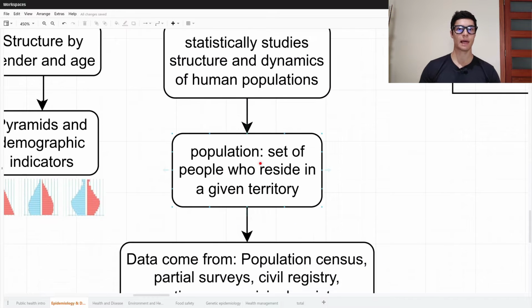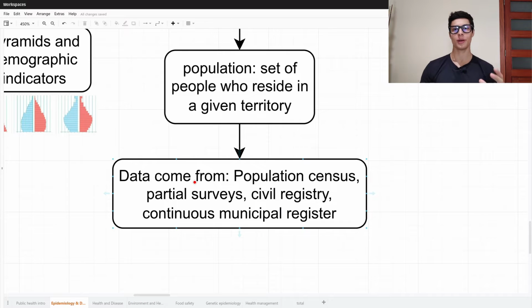As I said in the last video, a population is a set of people who reside in a given territory. So they share something in common. And you may ask, where do they find all this data? Where do they find all the numbers about how many people there are in a certain country or city? What is the natality, the mortality, whatever?